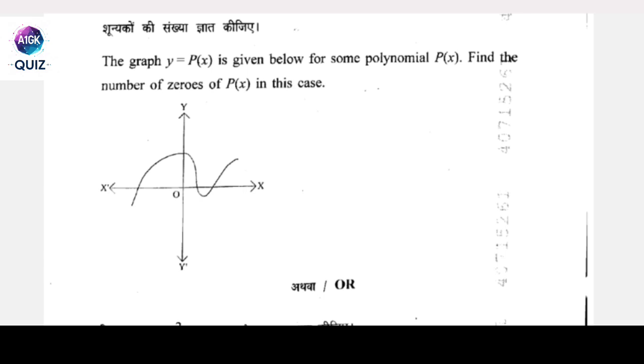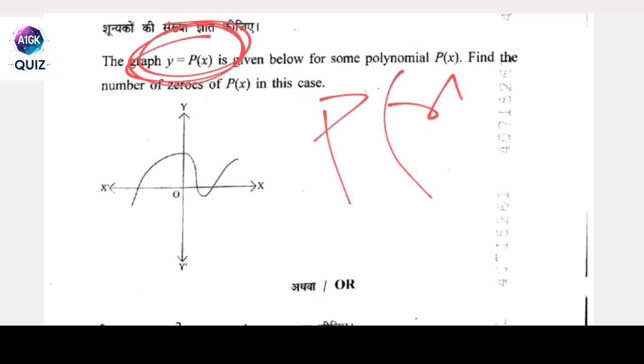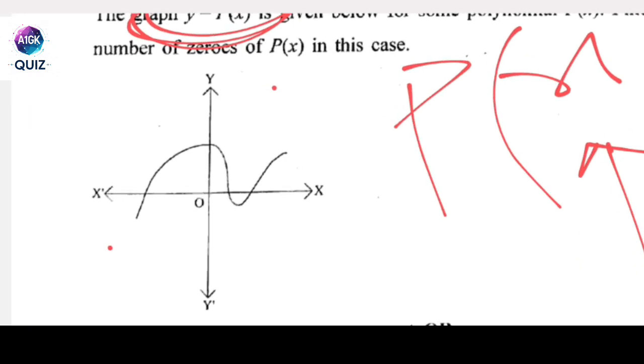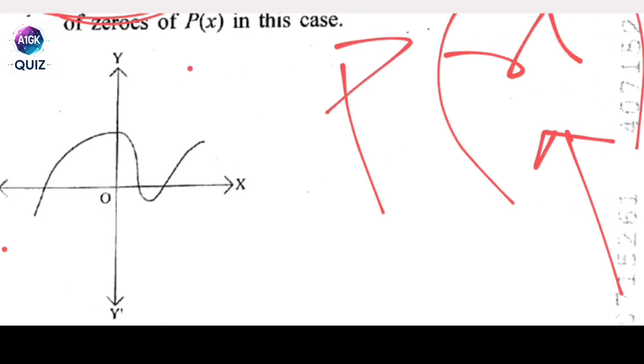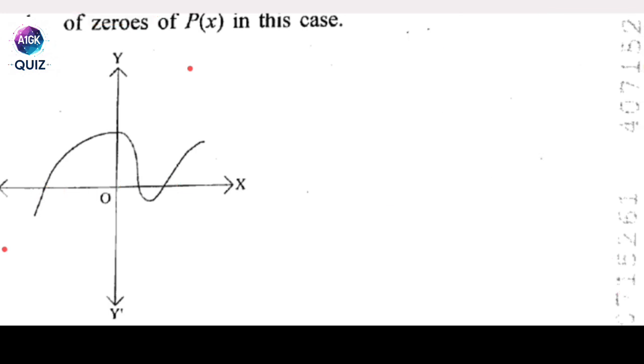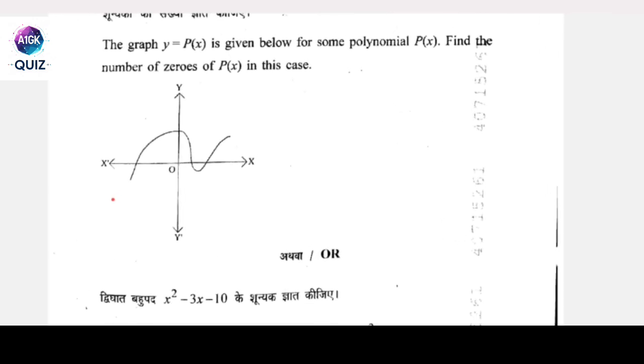Here, when a graph is given and y is equal to p of x, it means the equation is given in the form of x. When it is given in the form of x, we check how many intersection points there are with the x-axis. So here 3 intersection points are given. So the answer is the number of zeros is equal to 3.